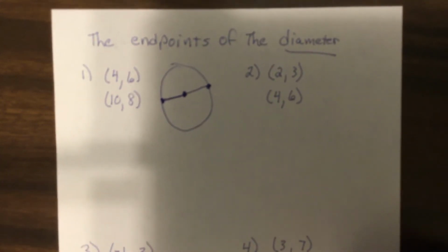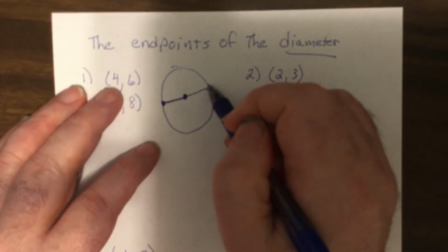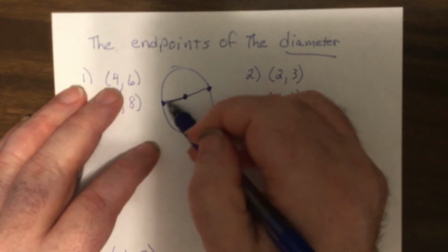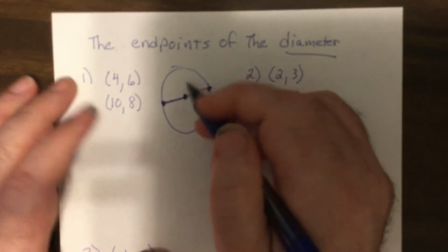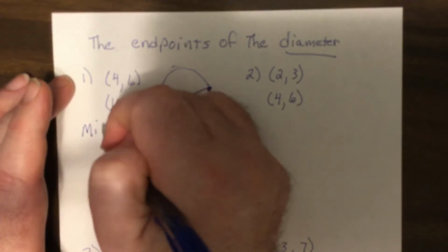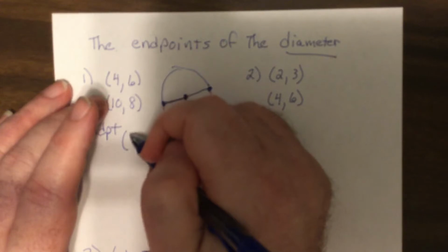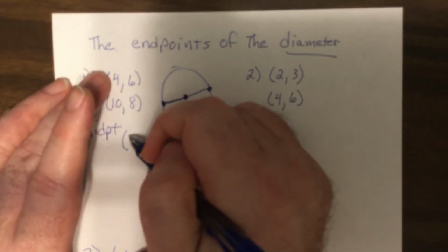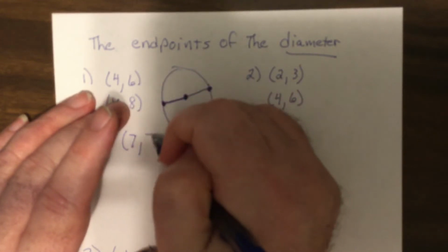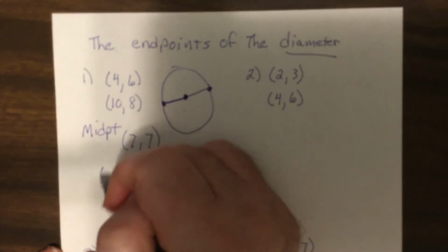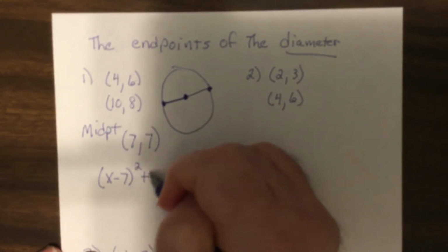So, it says I got the endpoints of the diameter. Well, these have to be equal segments, so the center has to be halfway across, the midpoint. So the midpoint for this problem would be 10 plus 4 is 14, half of that is 7. 8 plus 6 is 14, half of that is 7. So I know I have this part of the equation.